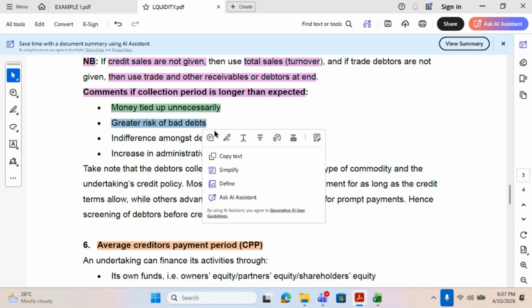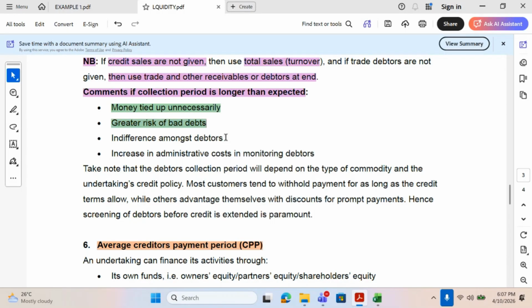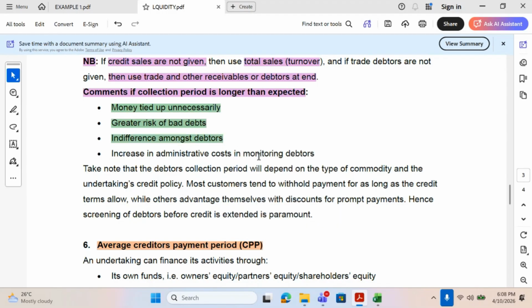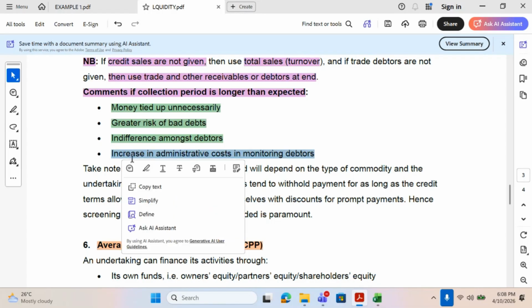Greater risk of bad debts. There is definitely a risk of bad debt. Some of those debtors may be written off because they're taking long to pay. Then they may not even afford to pay us. Indifference amongst debtors, and an increase in administrative cost in monitoring debtors.